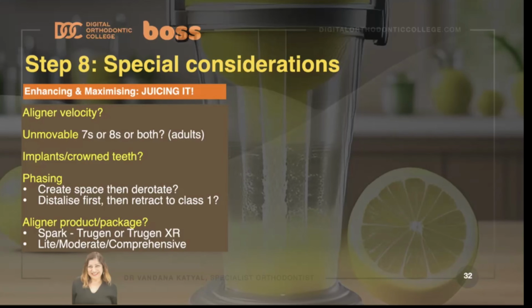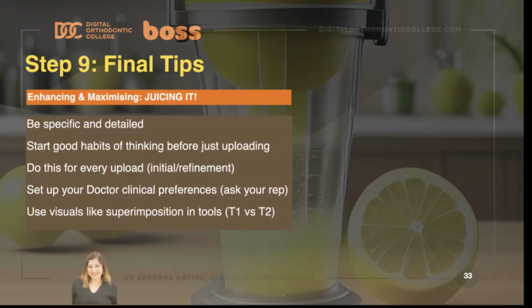What kind of aligner product packages you're using? In Spark, for example, there's 2 different aligner products, TrueGen or TrueGen XR, which is more rigid. What kind of package you need? How many aligners you need? Err on the side of always going more. So I would always say, as a rule of thumb, go comprehensive for most of them.